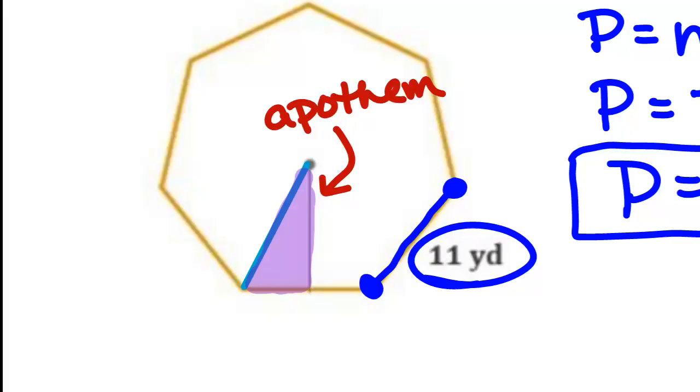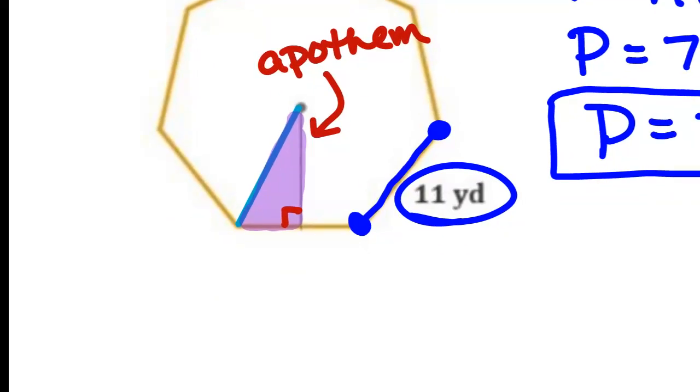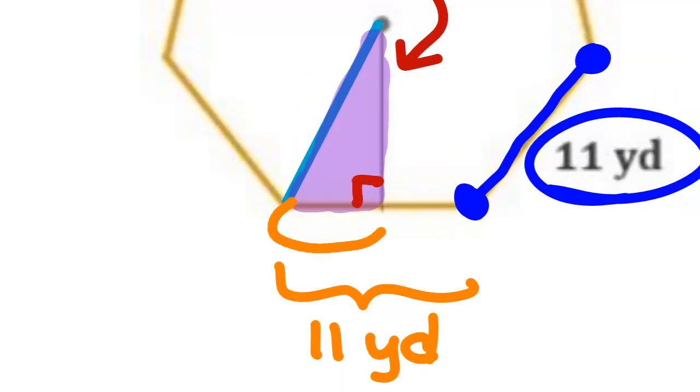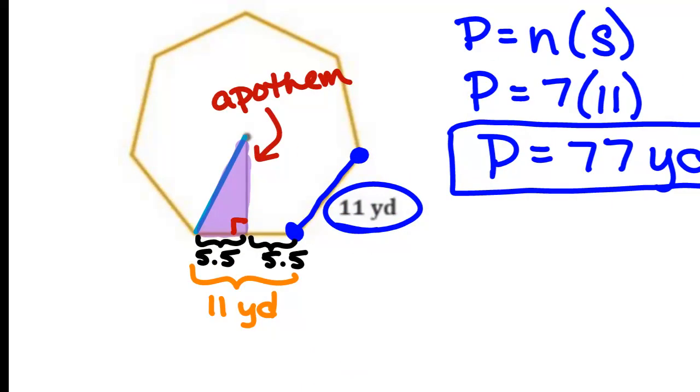I know that the apothem makes a right angle where it hits the opposite side. I know how big this side is. How big is that whole side down there? That whole thing is 11. But I want just this much of it. How much of the 11 is that? 5.5. It's exactly half. So this much right here would be 5.5, because this part over here would also be 5.5.